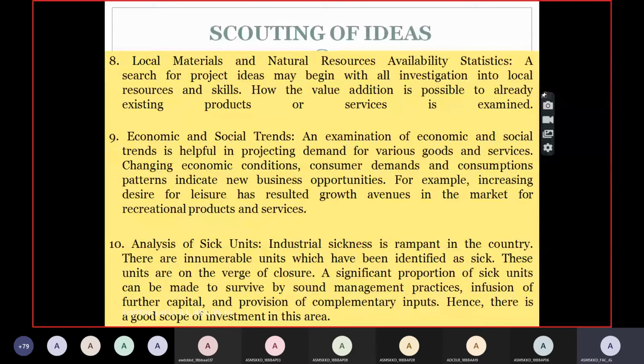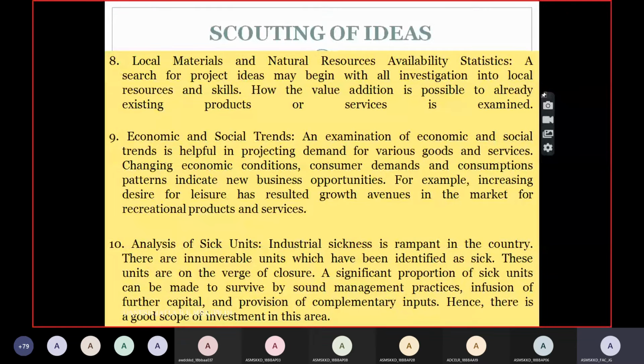So these are the aspects based upon economic and social trends. And the last one is analysis of sick units. Why? Because some organizations will become sick because of poor management decisions. If you take up those sick units and plan properly, you can make that sick unit into a profit-oriented organization. So these are project ideas where you purchase the sick unit, and once you purchase the sick unit, you also get the assets of that unit, and with proper planning, you make that unit profit oriented.